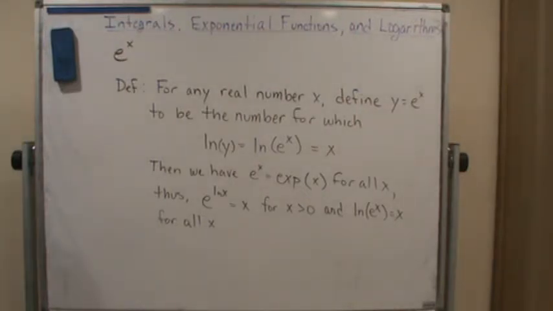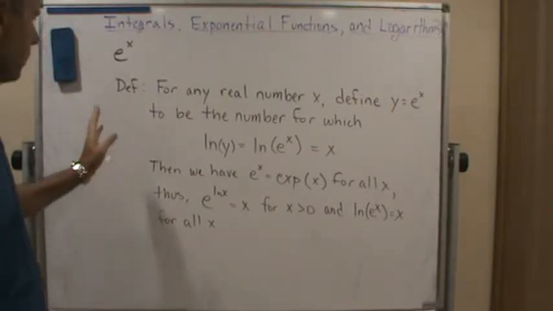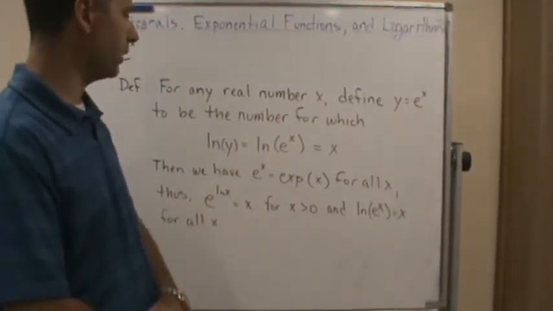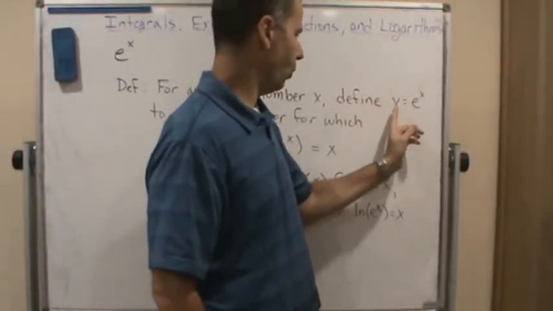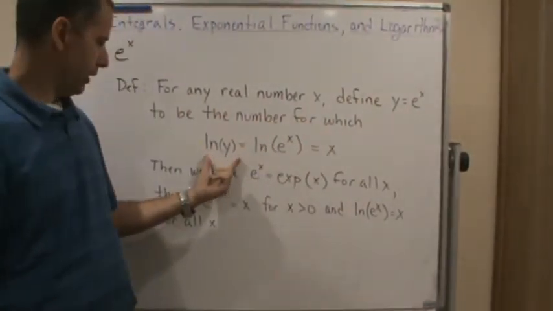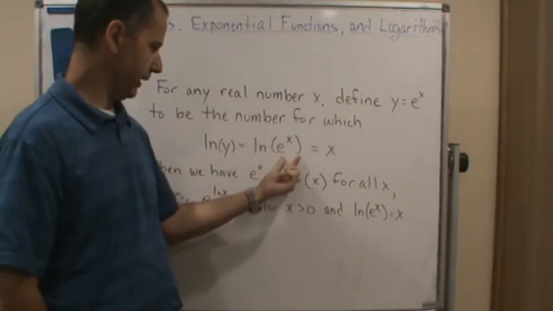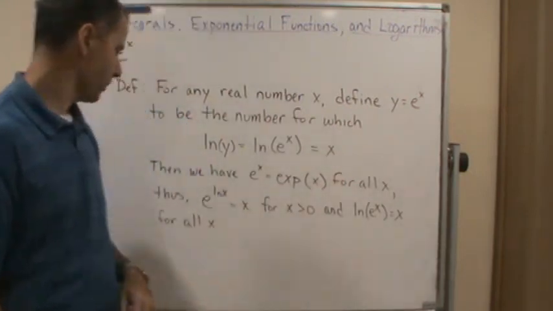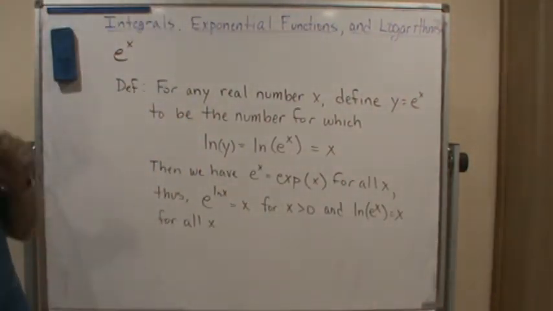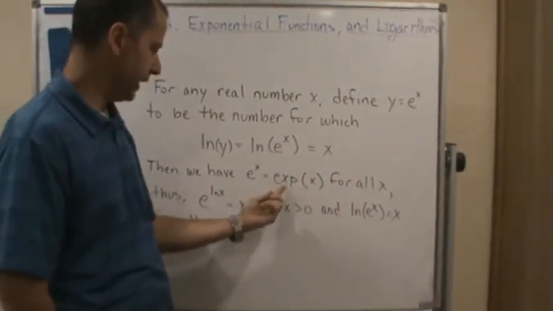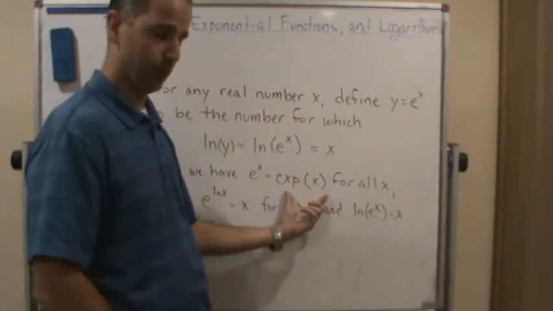Okay, so now that brings us to our definition. Our definition is: for any real number x, rational or irrational, define e to the x to be the number y for which the natural log of y will give us the natural log of e to the x, which will give us x. Then we have e to the x equals the exponential function exp x. So this is how we define the inverse function.